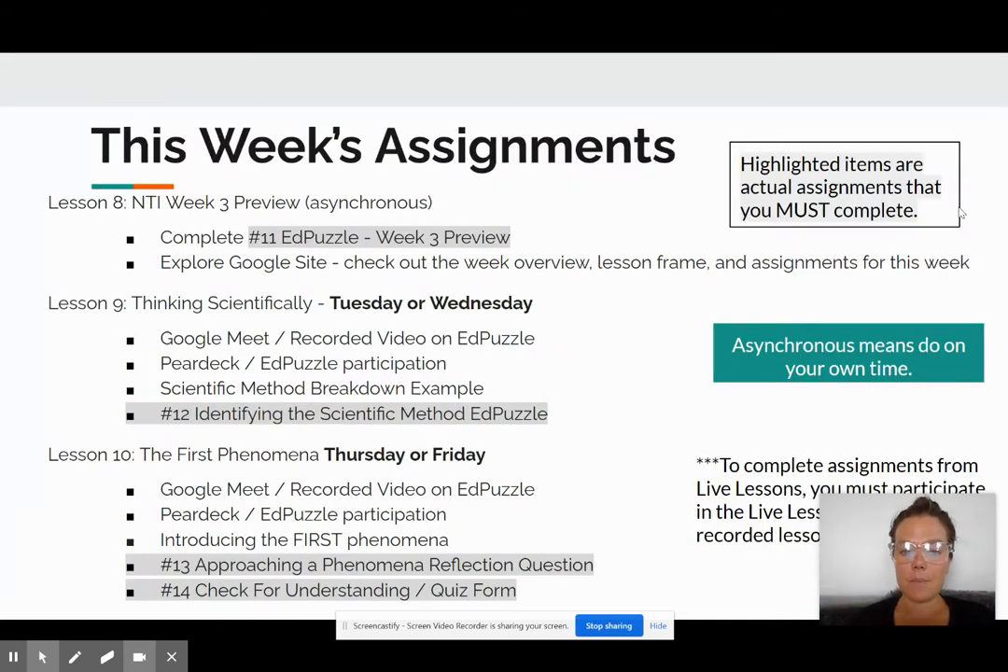As a heads up, you should have already completed the Ed puzzle for our week 3 preview. If you are in the live lesson on Tuesday or you had to watch the recorded lesson, you have worked through number 12, identifying the scientific method Ed puzzle, where you chose between either the edge control or the shark experiments, where you are identifying the scientific method within it. And now today we are going to be doing our first phenomena.